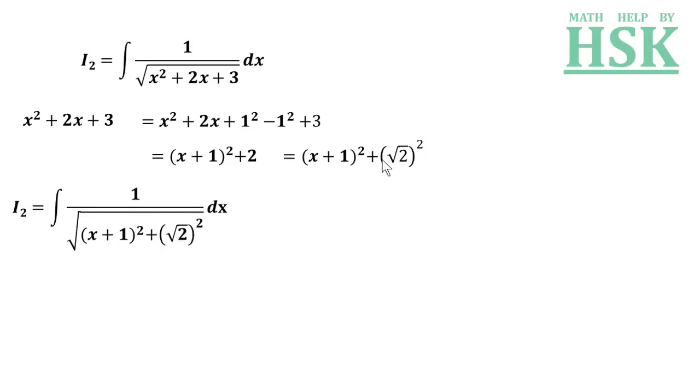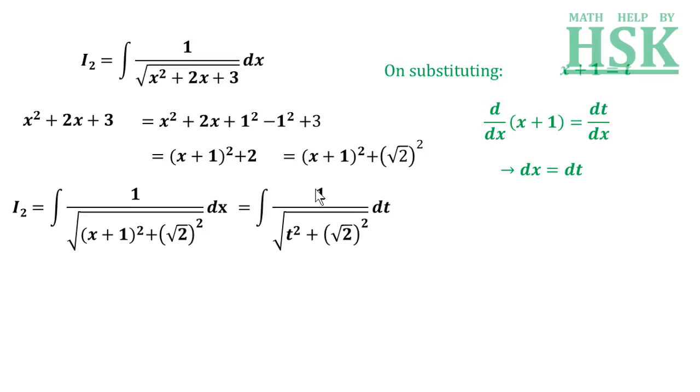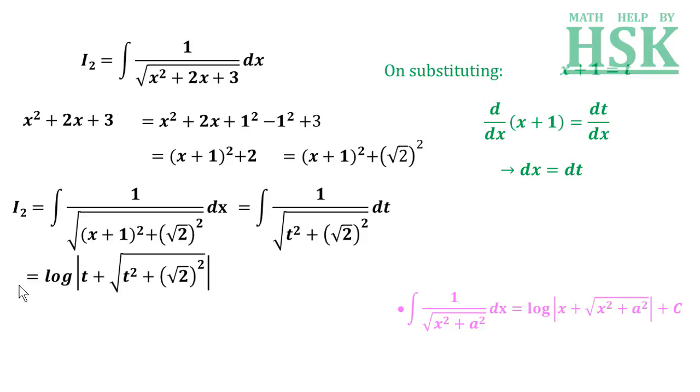Now to solve this further, I'm going to substitute x plus 1 as equal to t. Differentiating both sides with respect to x, I get dx is equal to dt. So dx I'm going to replace by dt, and x plus 1 whole square with t square. Right? So this will be equal to 1 upon square root of t square plus root 2 whole square dt. Now I know that integration of 1 upon square root of x square plus a square dx is equal to log of x plus square root of x square plus a square. So applying the same formula here, I am going to get log of t plus square root of t square plus root 2 whole square.